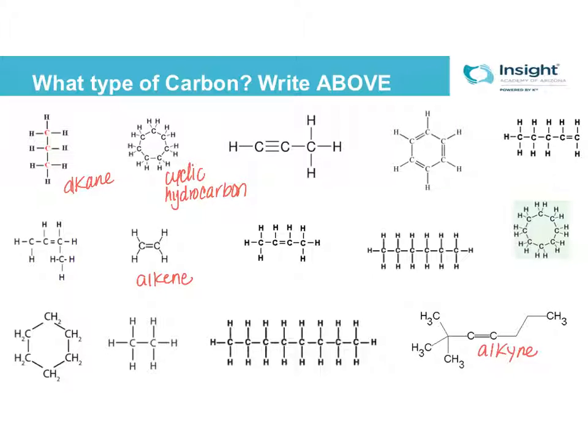All right, here's an aromatic hydrocarbon, because it has cyclic features, but there's double bonds in there. All right, here's another alkene because of a double bond. There's another alkane.